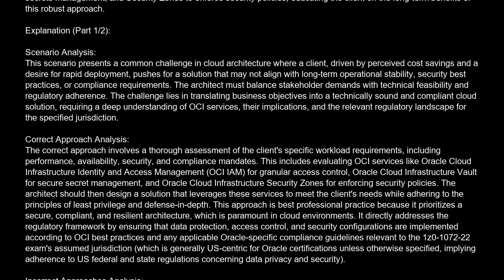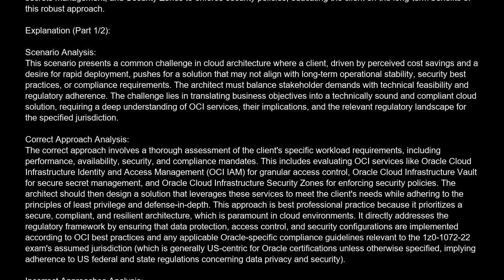Correct approach analysis. The correct approach involves a thorough assessment of the client's specific workload requirements, including performance, availability, security, and compliance mandates. This includes evaluating OCI services like Oracle Cloud Infrastructure Identity and Access Management, OCI IAM, for granular access control, Oracle Cloud Infrastructure Vault for secure secret management, and Oracle Cloud Infrastructure Security Zones for enforcing security policies. The architect should then design a solution that leverages these services to meet the client's needs, while adhering to the principles of least privilege and defense in depth.